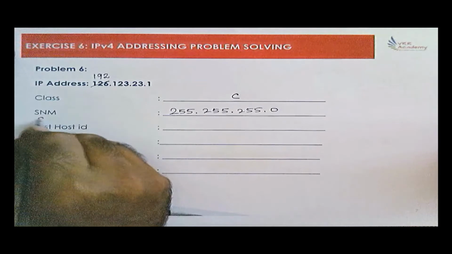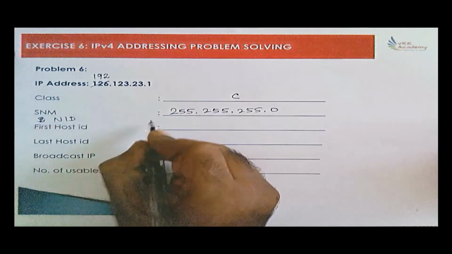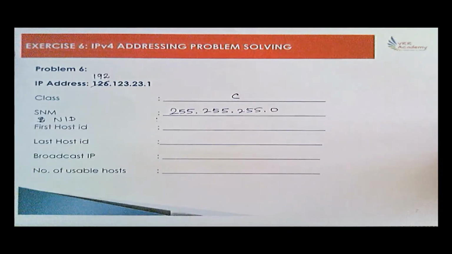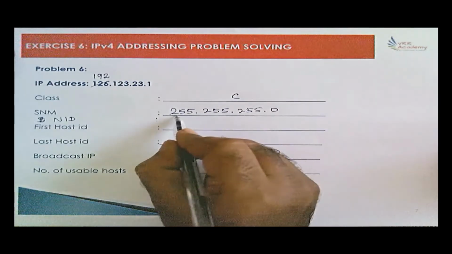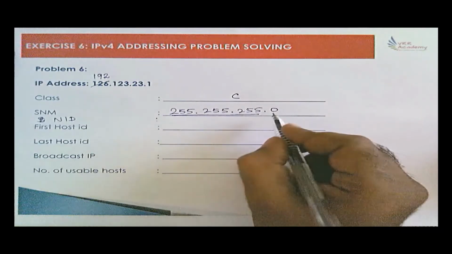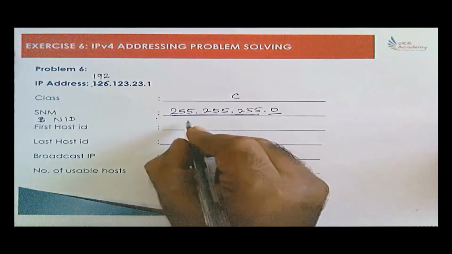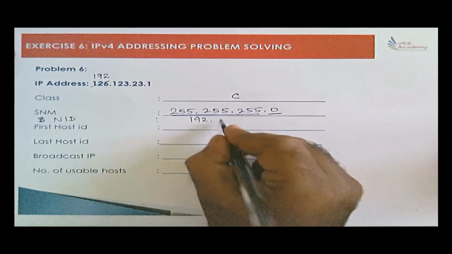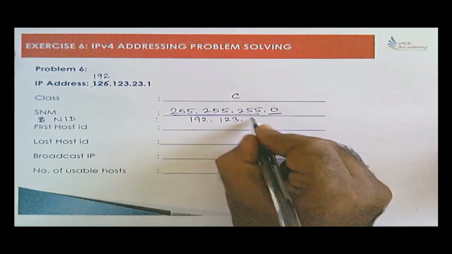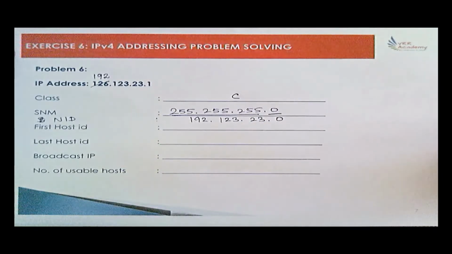Now we have to find the network ID. To find the network ID, you keep the network portion as it is without any changes, but you make the host portion 0. In that case, 192.123.23.0 is going to be your network ID.